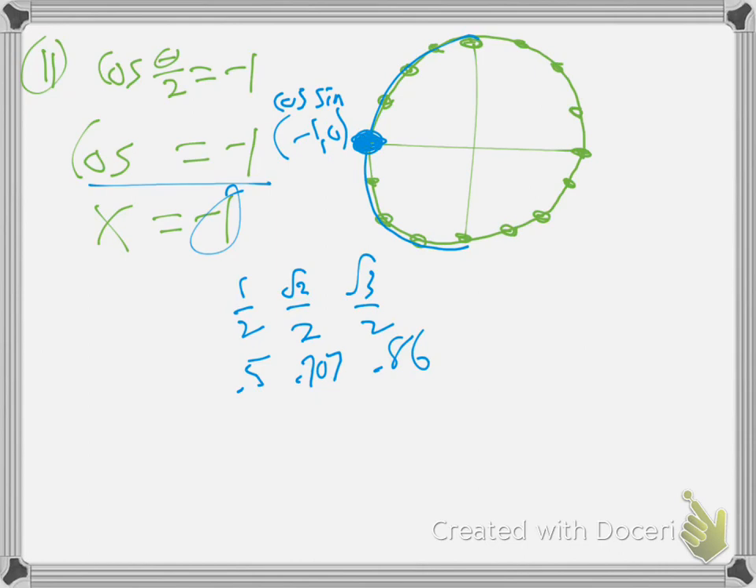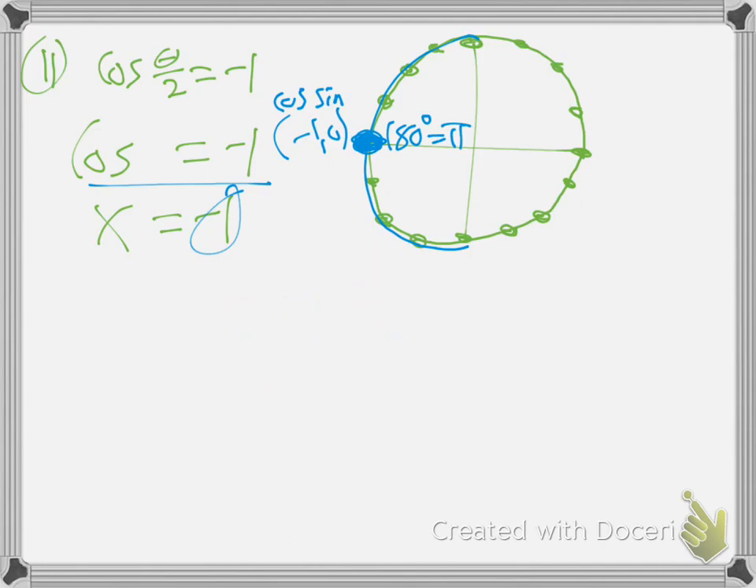This dot right here: 180 degrees or pi radians. So that's nice. We only have one answer. We don't have two. So the answer is only pi. But you've got to go pi plus 2n pi, because it is cosine. Cosine, sine, you've got to do 2n pi.